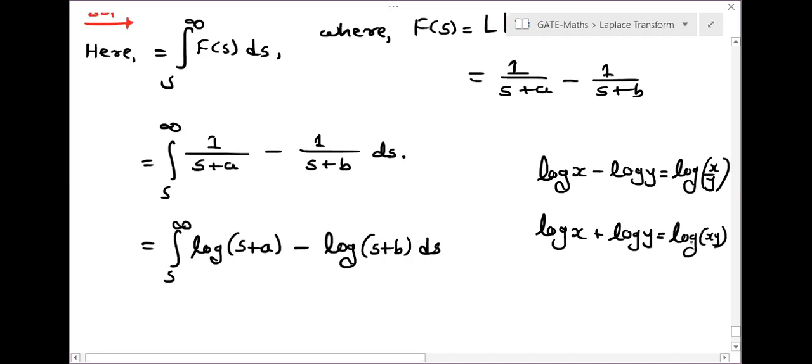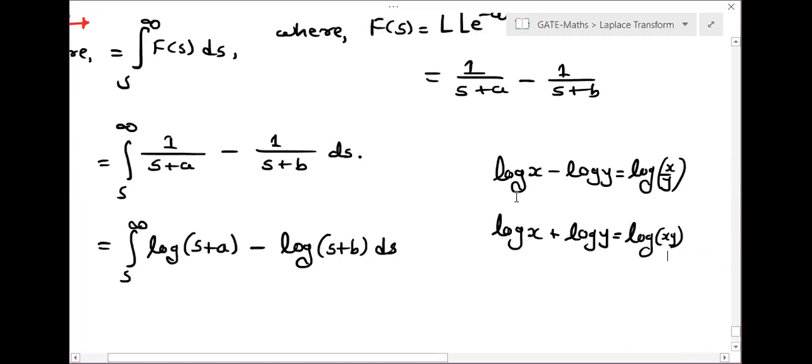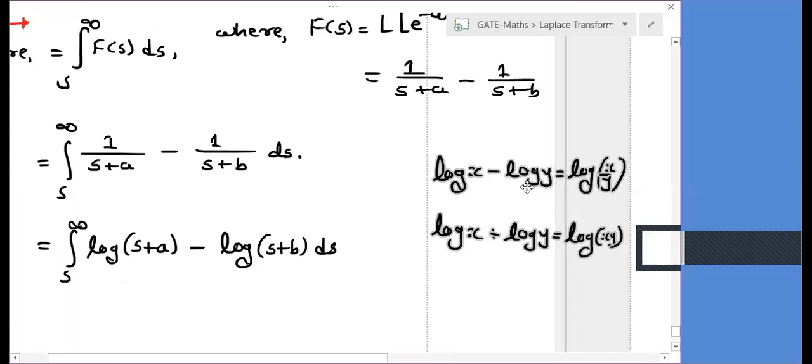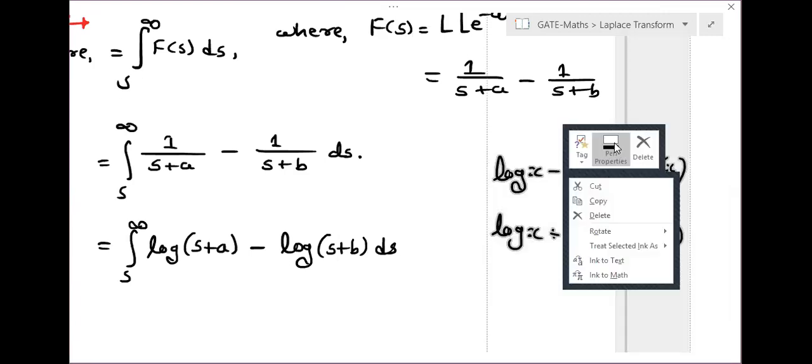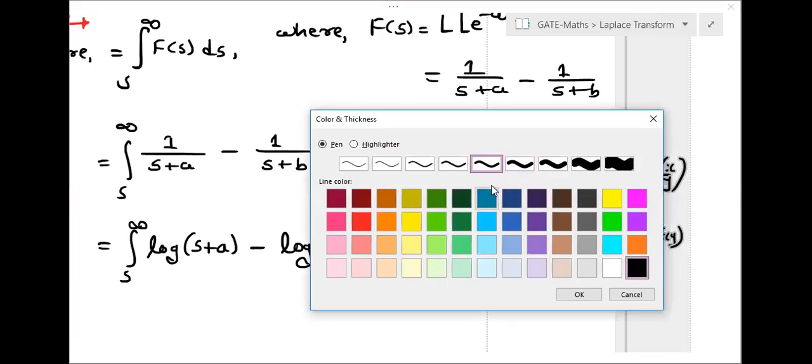Right? Is it clear or not? This should be clear to you. Okay. For log, these are two rules. Log x minus log y gives us log x by y. That is, if there is subtraction outside of log, it is going to give us division inside. If there is multiplication inside the log, it is going to give us addition outside.